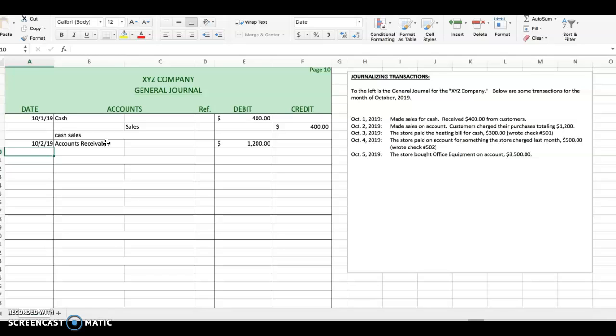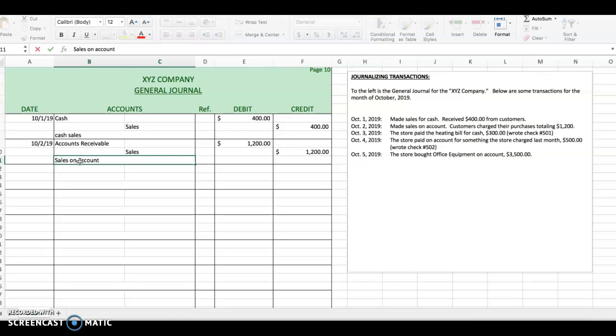We didn't get any cash this time, but we did make sales. So again, we credit sales, again, by the same amount. Every transaction has two parts, and every transaction is kind of a mini balance sheet because it has to balance. The debit has to equal the credit. Okay, so explanation: sales on account.